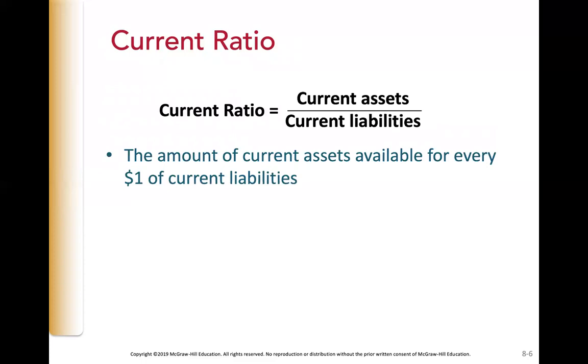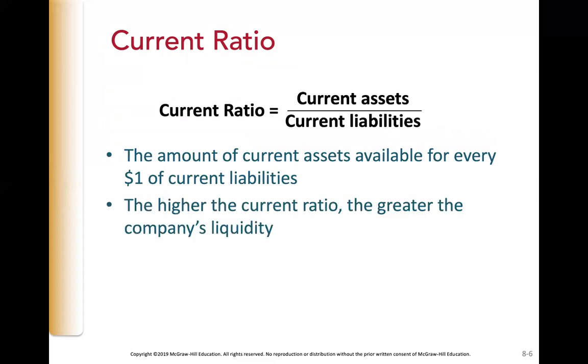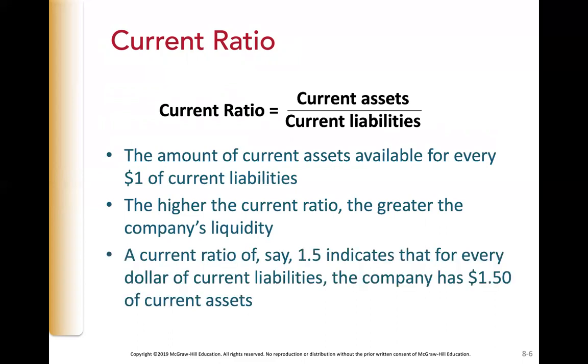A current ratio greater than 1 indicates there are more current assets than there are current liabilities. The higher the current ratio, the greater the company's liquidity. So for example, if the ratio is 1.5, that says that for every $1 of current liabilities, the company has $1.5 of current assets.